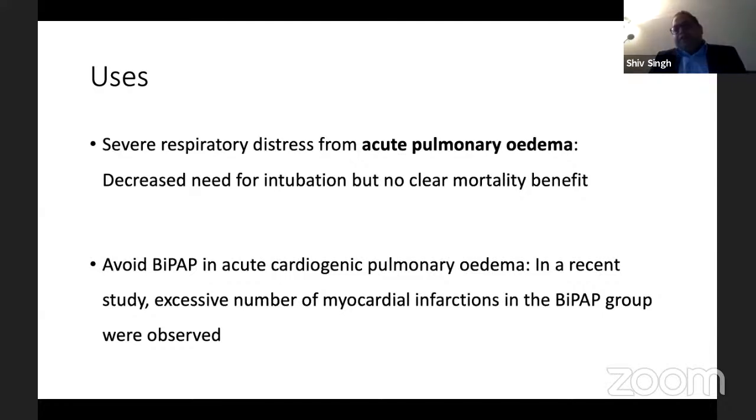Now, CPAP has been used in acute pulmonary edema to get rid of the extra alveolar water. And this seems to reduce the need for intubation, but there is no clear mortality benefit. And it has been seen that BiPAP should be avoided in acute cardiogenic pulmonary edema. In a study, it was seen that there was an excessive number of myocardial infarctions in patients who were provided BiPAP. So CPAP is probably okay, but don't get overzealous and try to ventilate the patient using BiPAP in cardiogenic pulmonary edema.